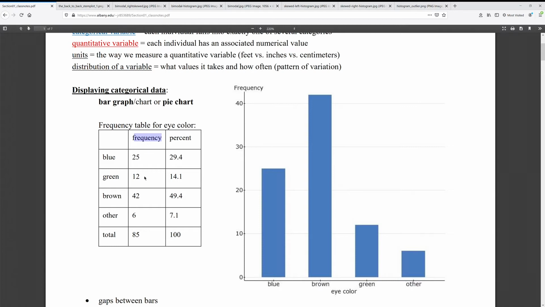What can we do? Well, we can add them up, right? So if it wasn't already given to you in the first place, you could certainly add them up, and logically you better get 85. Let's see, 11, 12, 13, 14, 15. Yeah, so it looks like it adds up, right?